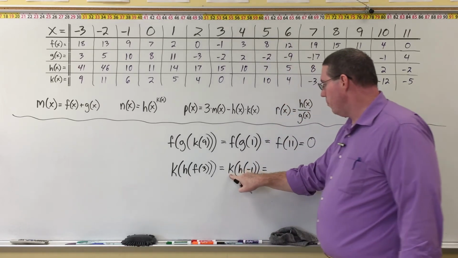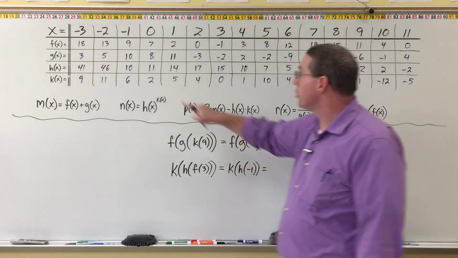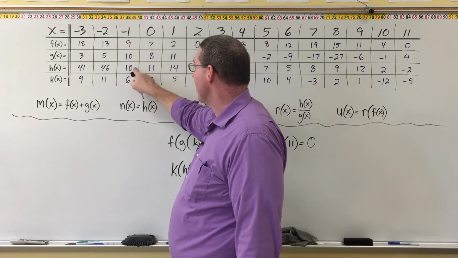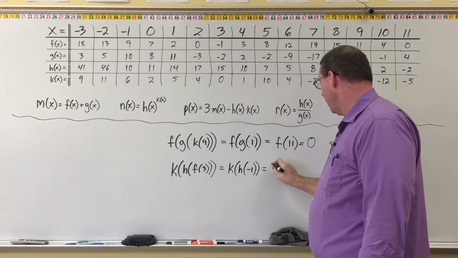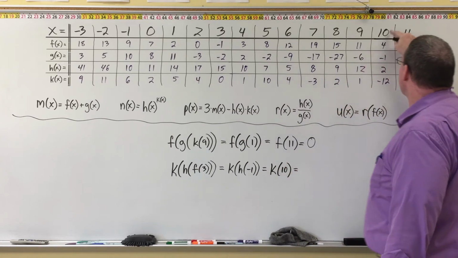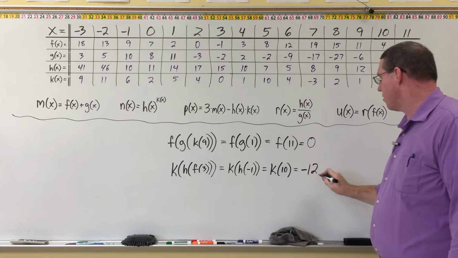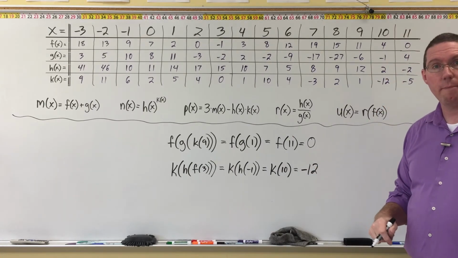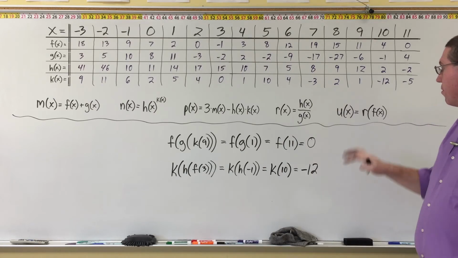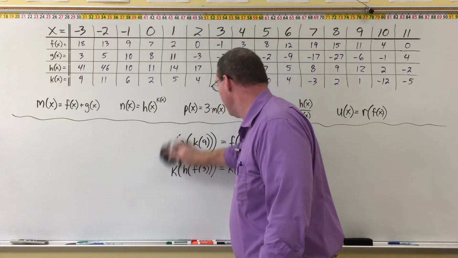All right, so now to know what we're plugging into k, we need the output of h of -1. Here's -1, h is the third row, that's a 10. Okay, so what we really have here is k of 10. And k of 10, here's the 10, k is the bottom row, that's -12. Therefore, the answer is -12. Okay? All right, now let's do some that involve these 5 crazy-looking composition functions here.